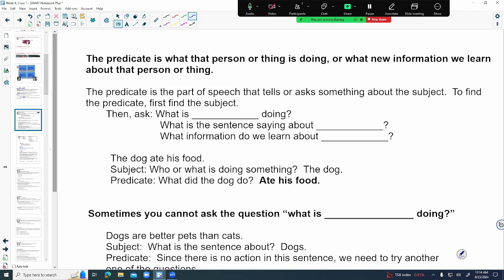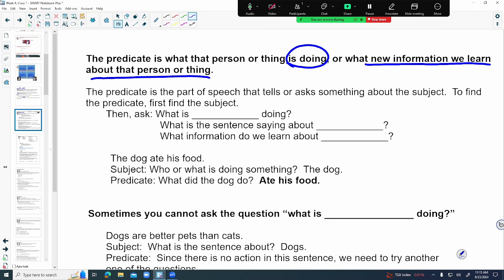The predicate, as I mentioned, is the verb and everything that comes after the verb. So the predicate is what that person or thing is doing, the verb, or what new information we learn about that person or thing. The predicate is the part of the sentence that tells or asks something about the subject. So we're finding out information about the subject. To find the predicate, first you have to find the subject. Then you ask, what is the subject doing? What is the sentence saying about the subject? Or what information do we learn about the subject?